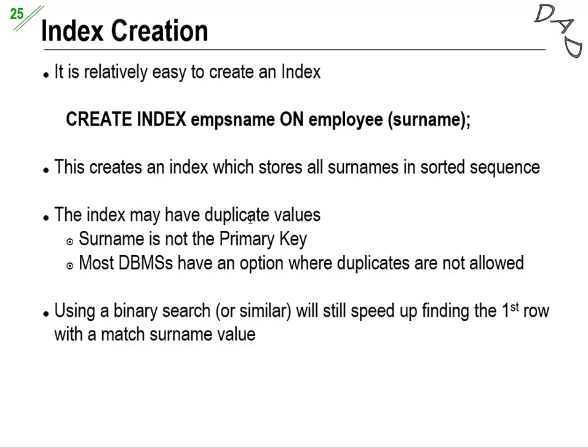Now when you create the indexes by yourself, that index can have duplicate values. That's perfectly okay. For example, in this case, surname is not the primary key. So there can be many similar surnames in your file.